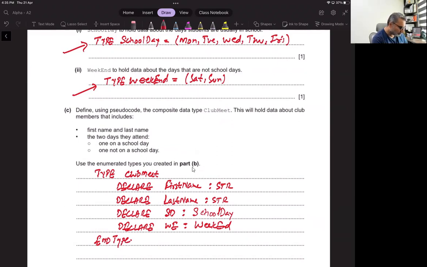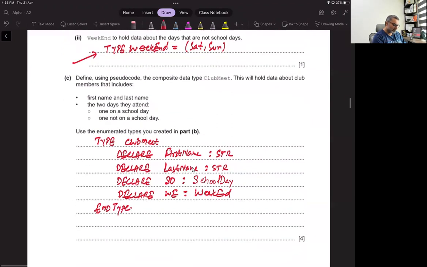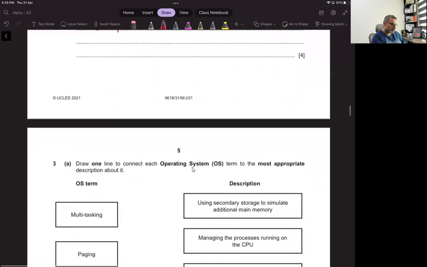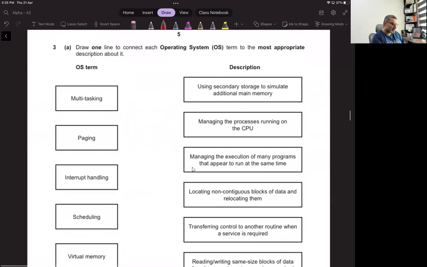All right, end time. So this is what they wanted. Now, question number 3. Draw one line to connect each operating system term to the most appropriate description.